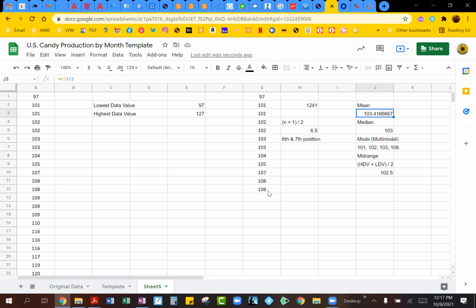So if you look at all of these different average calculations that we did, they're pretty close to each other, right? You've got 103.4 if we keep it to 1 decimal place for the mean. We've got our median at 103. Your mode is going from 101, 102, 103 to 108. And then our mid-range comes out to be 102.5. So you can see this was pretty consistent data because all the numbers were so close to each other. That's why our mean, median, mode, and mid-range are very close to each other.